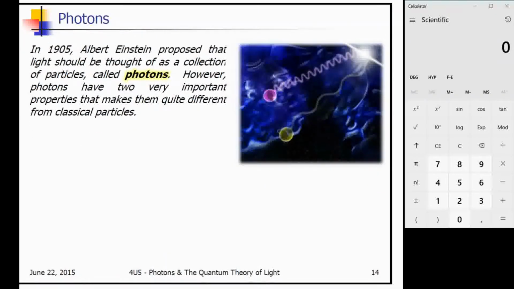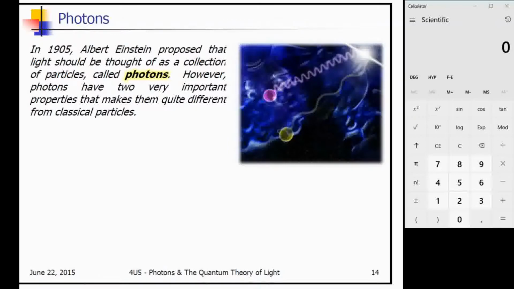So 1905 comes around, and Albert Einstein ends up talking about light in a bit of a different way. He says that light should be considered as a collection of particles called photons. Now, why was this strange? Well, if you remember, even 300 years prior to this, Huygens and Newton were discussing what the nature of light was, whether it is a particle or a wave. It was first thought to be a particle, and then Young's experiment shows that light is a wave.